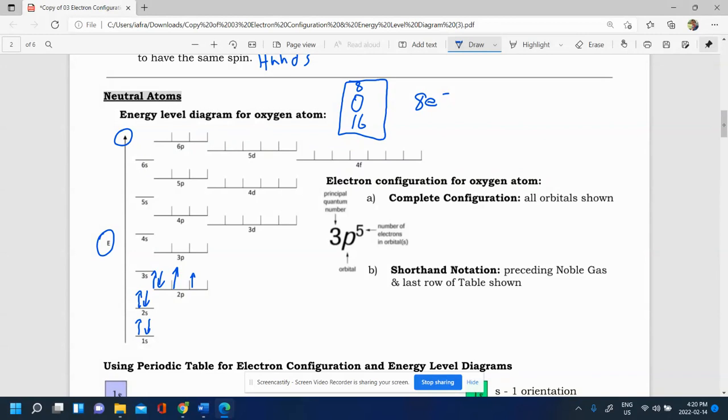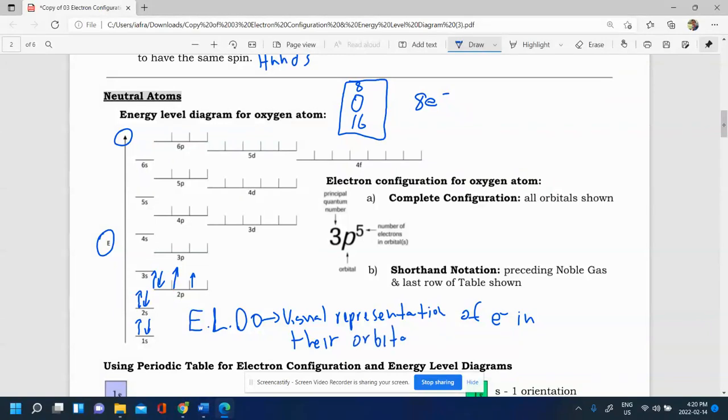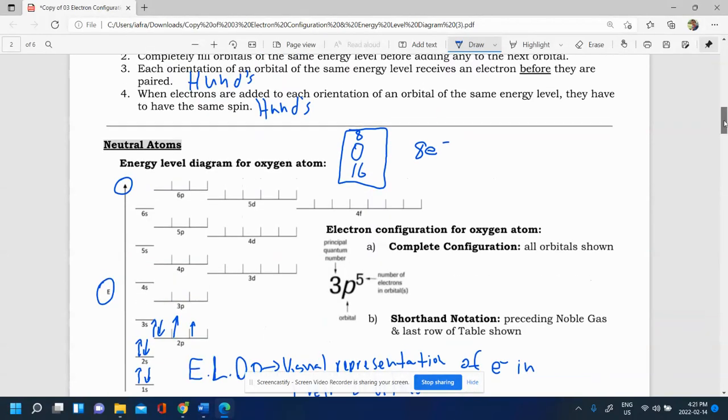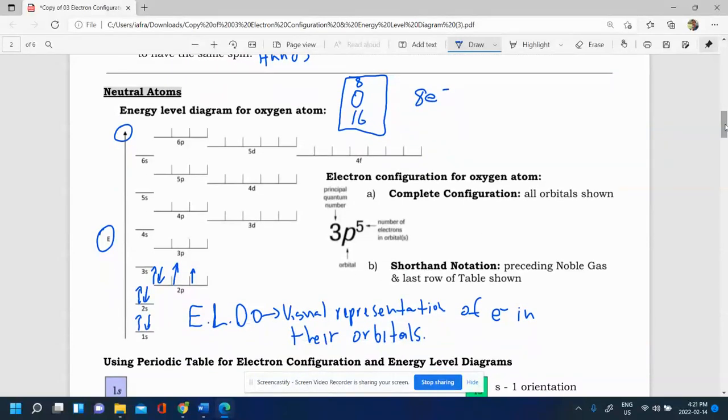An energy level diagram, what is that? Definition: it is just a visual representation of electrons in their orbitals, and that follows the rules such as Aufbau, Pauli exclusion principle, and Hund's rule. So from this, we can make an electron configuration.